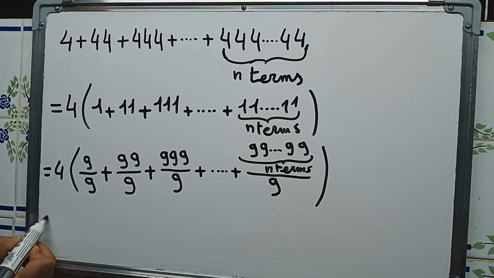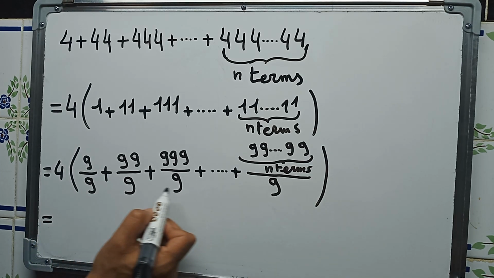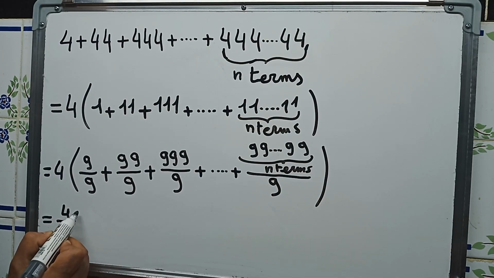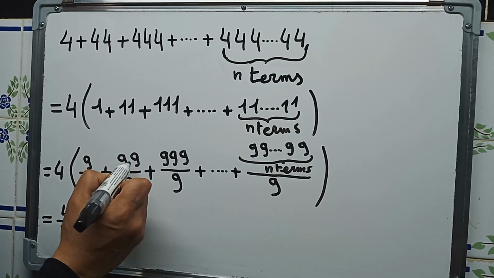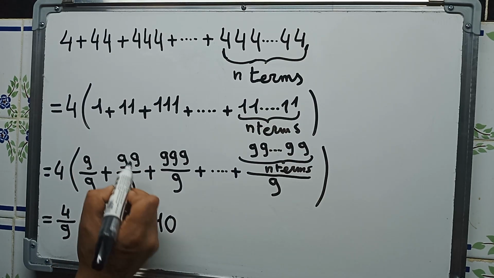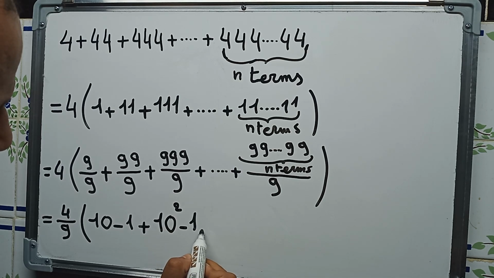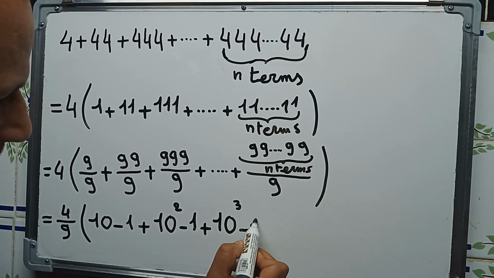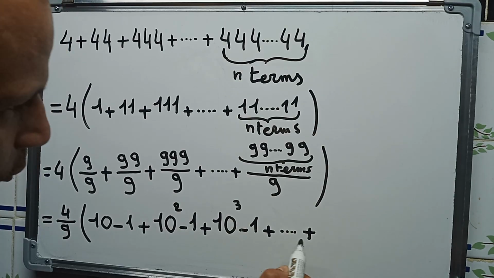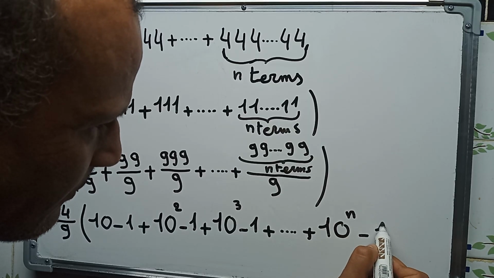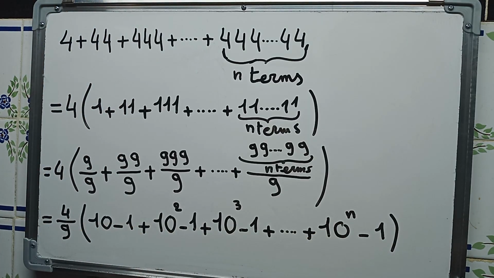and of course it's equal to, here we have 1 over 9 as a common factor, so here we have 4 over 9 times, and here we have 9 plus 99 plus, and 9 is 10 minus 1, and of course 99 is 10 squared minus 1 plus this number also is 10 cubed minus 1 plus, and of course the last number is 10 to the power of n minus 1. Here we have gained our geometric sum.